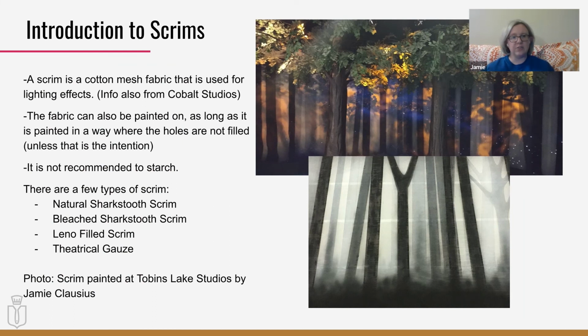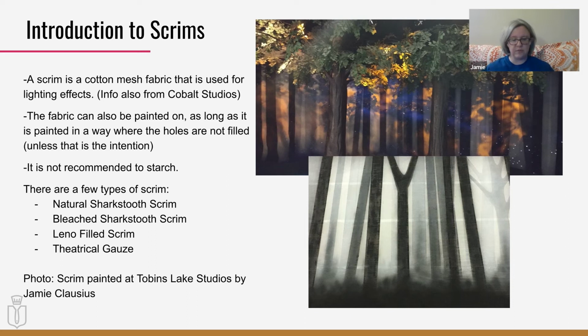And then a quick introduction to scrims. A scrim is just a cotton mesh fabric that's used for lighting effects. The fabric can also be painted on as long as it is painted in a way where the holes are not filled, unless that's the intention, because sometimes it is. It is not recommended to starch. There are a few different types.